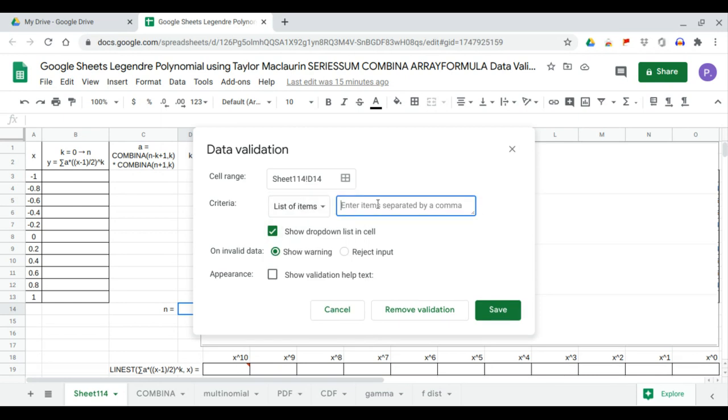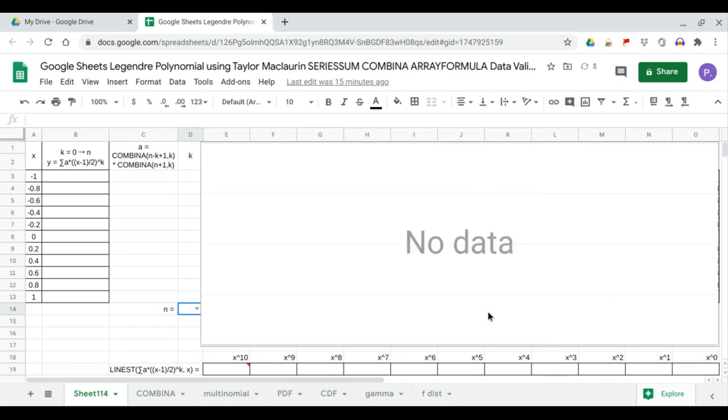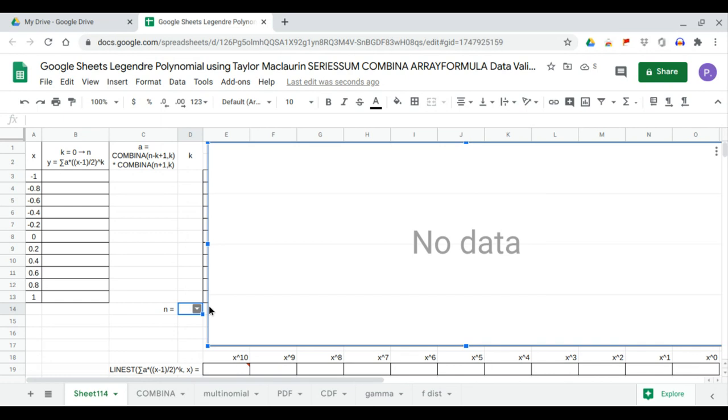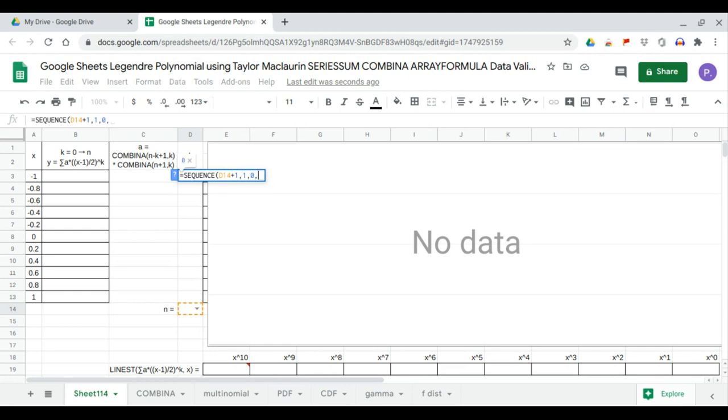from 0 to 10. So these are the values of our n. So here we have n ranging from 0 to 10, and our k will be from 0 to n, so equal to SEQUENCE(n plus 1, 1), 1 column starting from 0 incremented by 1.